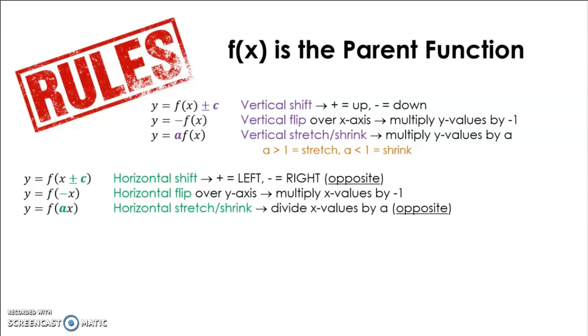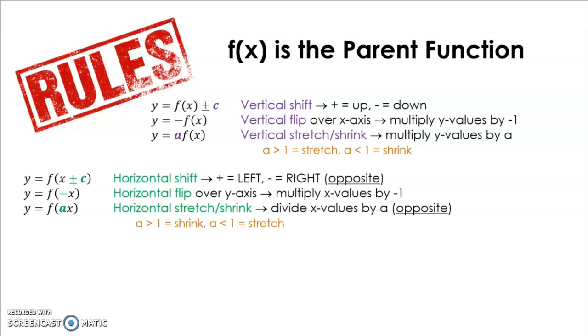If we have a constant in front of the x inside the function, that's a horizontal stretch or shrink. And here, instead of multiplying like we did for vertical, we're going to do the opposite, which is divide the x values by a. And again, going with the opposite idea, if a is bigger than 1, it's going to be a shrink. If it's less than 1, it's going to be a stretch. So as we work with these, you'll see you should really get the hang of it pretty quickly.